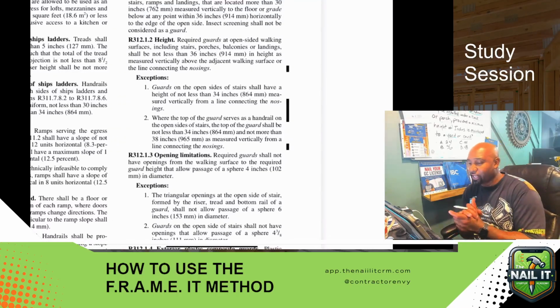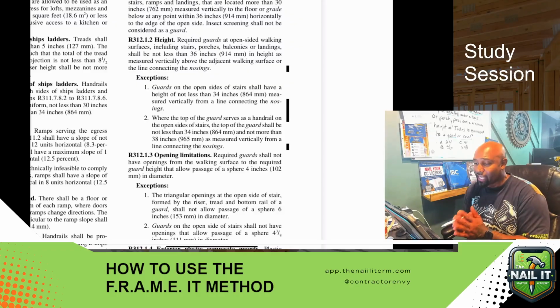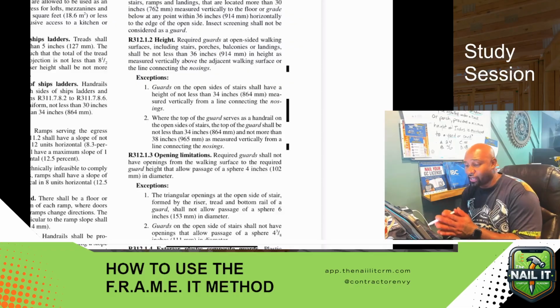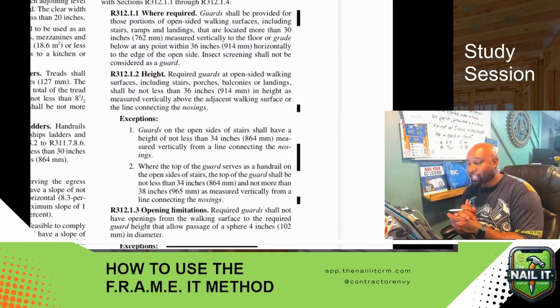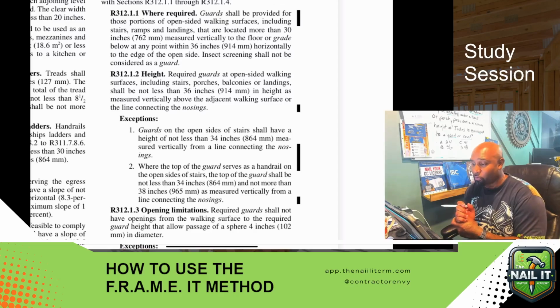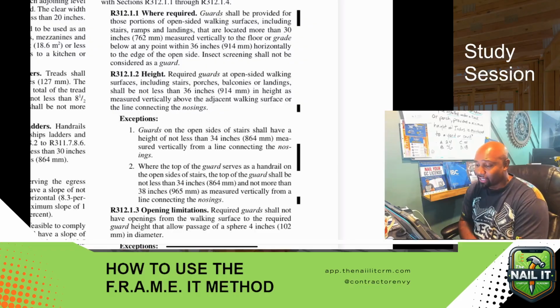Guards on open sides of stairs should have a height of not less than 34 inches measured vertically from the line connecting the nosing, or where the top of the guard serves as a handrail. The top of the guard should be not less than 34, not more than 38, measured vertically. And required guards at open-sided walking surfaces, including stairs, porches, balconies, landings, shall not be less than 36 inches in height as measured vertically above the adjacent walking surface or the line connecting the nosing.